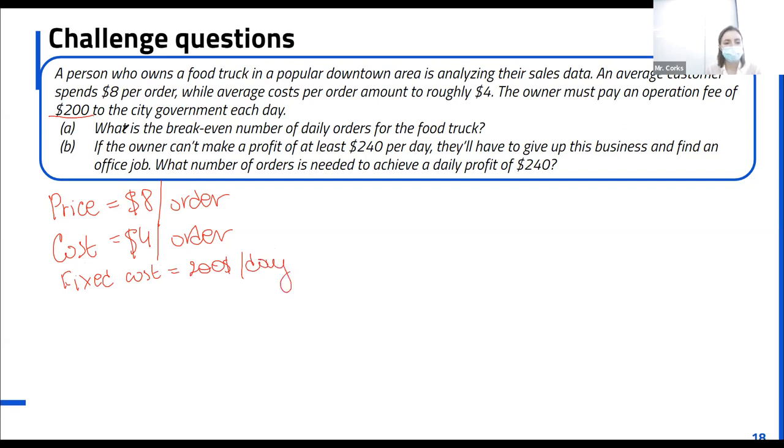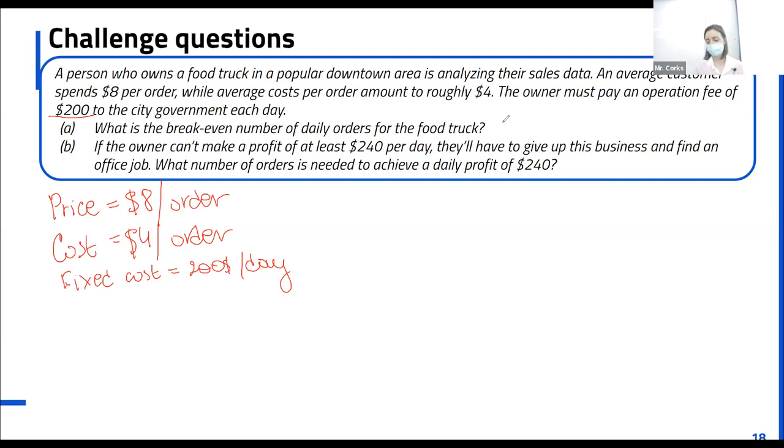What we need to find? The break-even number of daily orders for the food truck. So break-even is the point, the number of orders when his profits and costs intersect. So it is the number when he neither experiences losses nor gets profit. So it is zero when overall price and overall cost for him are equal.